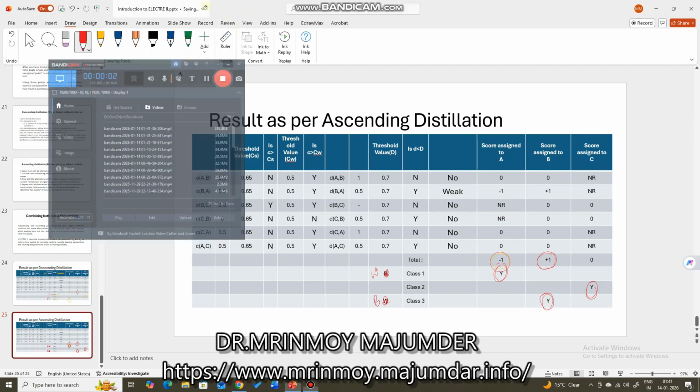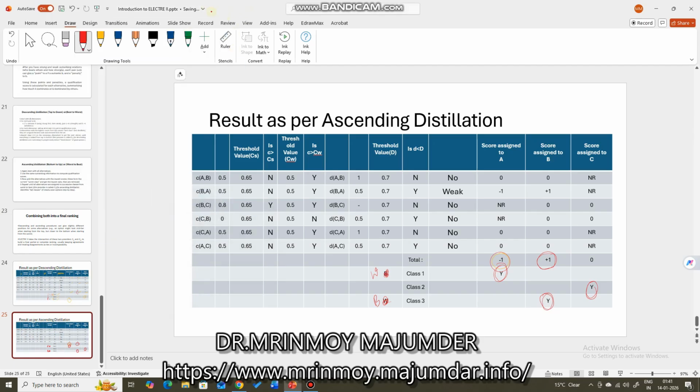So, to the worst positioned alternative. The worst positioned alternative with respect to score is A here. Then next, a little better than A is C, with 0 score, and the best here with respect to score is B. But here, as per the rule, class 1 will be assigned the worst alternative A, and class 3 will receive the best alternative.